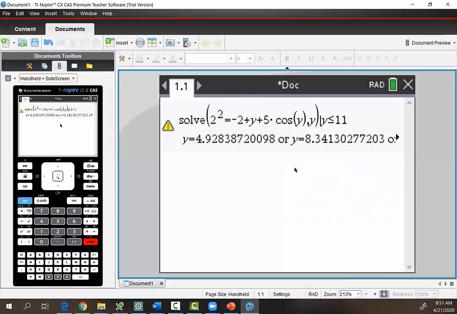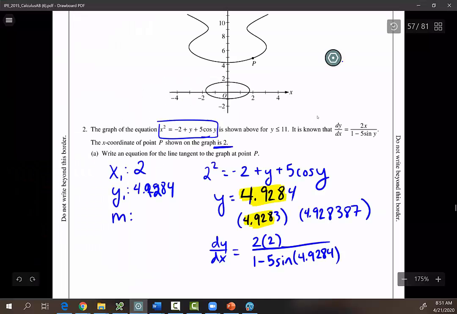So this gave us multiple answers. It gave us 4.9283. It also gave us 8.431, and it also gave us 10.05. How do we know that? Why didn't I use all 3 of them? Why didn't I pick all 3 of them and make 3 tangent lines? Why did I only pick 9284? Yeah, Cassie said because of the graph.